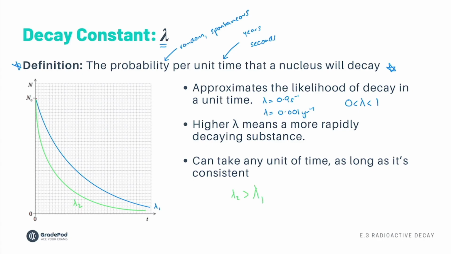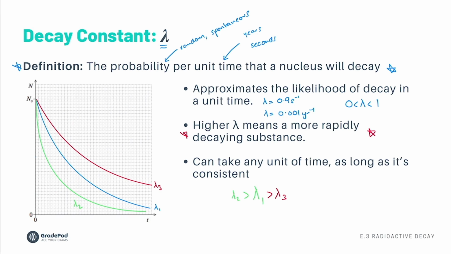You guessed it, if we take the same number of undecayed nuclei and have a look at what happens when the decay takes longer, it's a more shallow decay curve, then lambda 3 has a lower likelihood of decay per unit time. So lambda 3 is lower than lambda 1. And the outcome of that is that the higher lambda means more rapidly decaying substance.